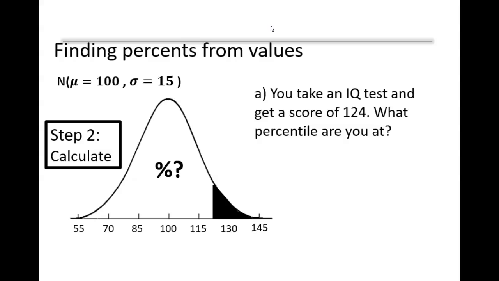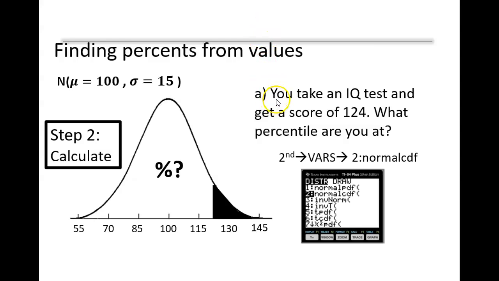So if we think about the IQ test that we had before, and we ask the question, what percentile are we at if we get a score of 124? Notice that 124 doesn't fall right on one of the 1, 2, or 3 standard deviations. It's actually between 1 and 2. And so in order to do that, we're going to use a calculator function that you can use on the embedded one on your Chromebook or a handheld one.